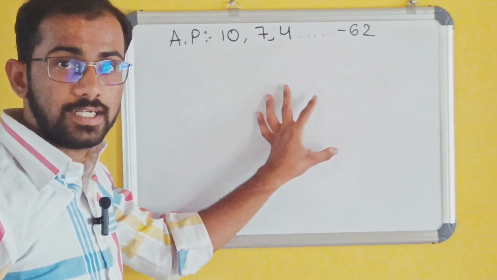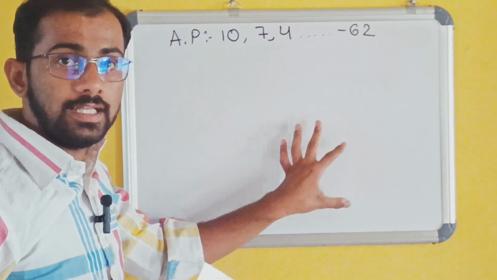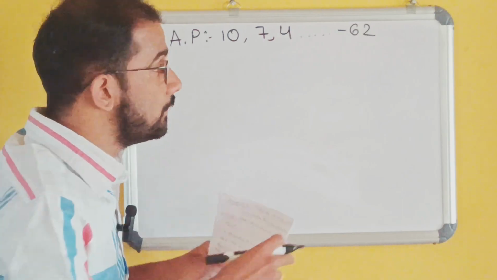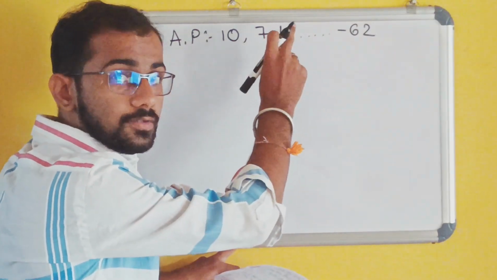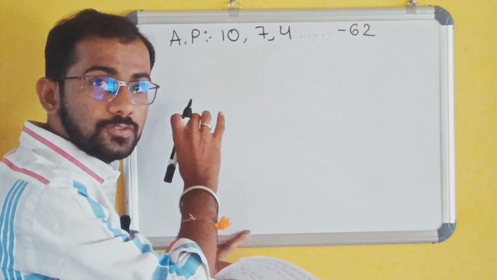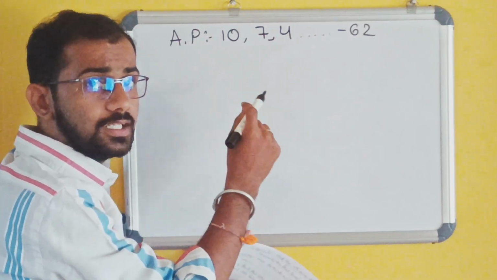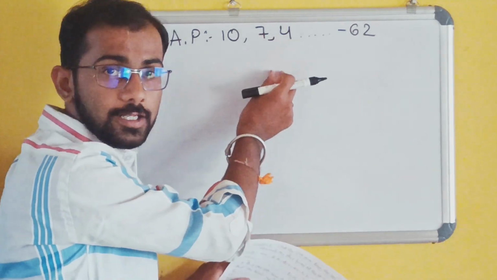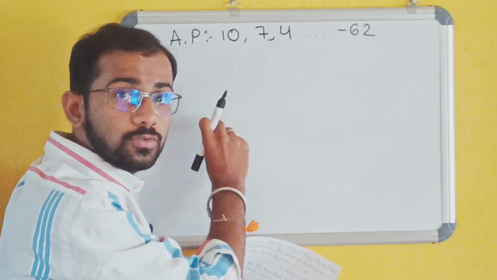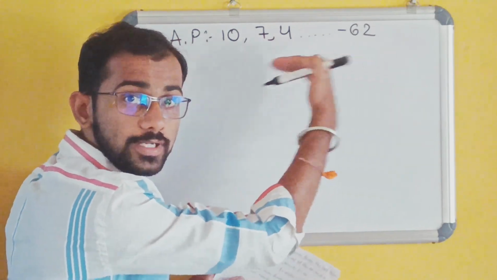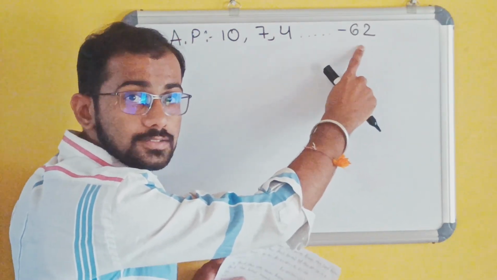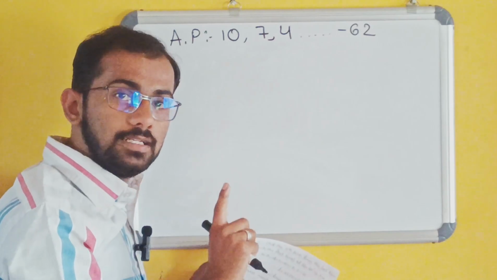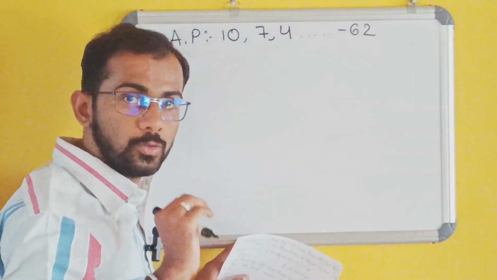First, we need to understand what is given in the question. They are asking us to find the 11th term from the last term. Till now, we have found terms from the beginning, considering the first term, second term, third term. But in this question, they have asked for the 11th term from the last, that is, from minus 62. This problem can be solved by two methods, and I will explain both.